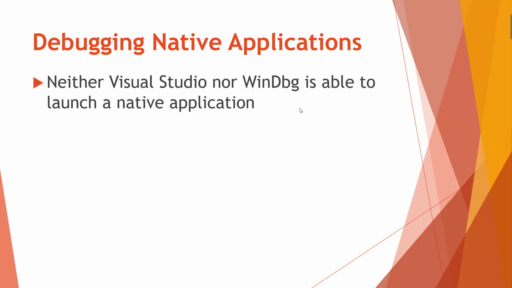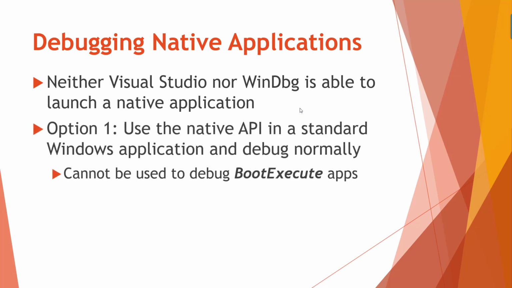So as we've seen, you can't really attach or debug that directly using Visual Studio or WinDbg because they rely on the same CreateProcess function to launch the process and attach to it. And we know that CreateProcess just can't be used to launch native applications. So what to do? So one option is to build your application in a way that you're using native APIs, but you can also launch the application without that being a truly native application.